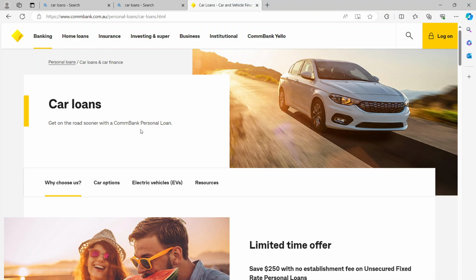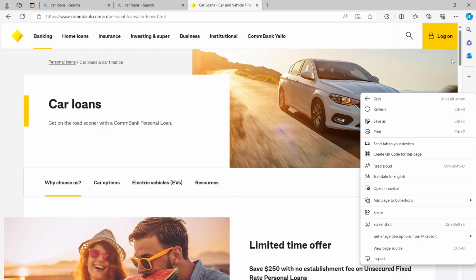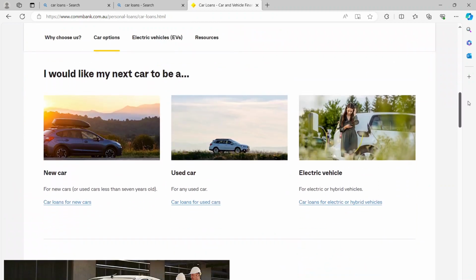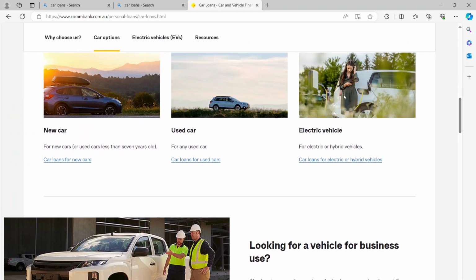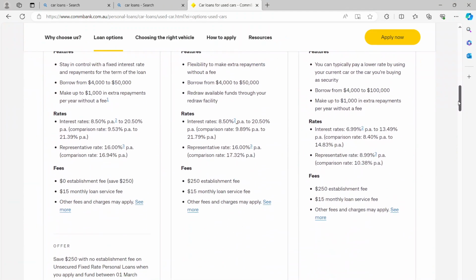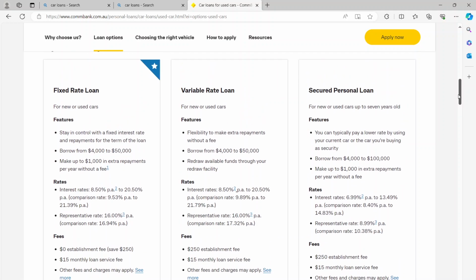All right, so CommBank's car loans. No acceptance fee, unsecured fixed rate loans. All right. So, used car. We'll find some information soon. All right, there's some options for you. So you can do a fixed rate loan or variable rate loan. I think we should just stick with fixed rate loan. So we get interest rate.